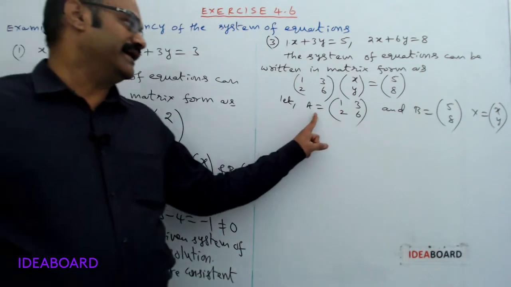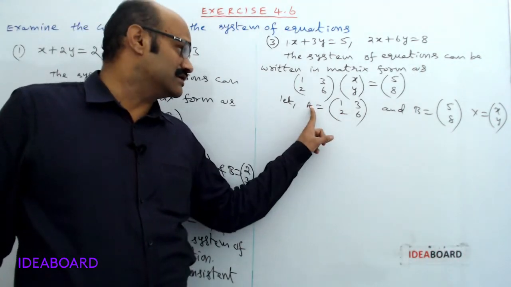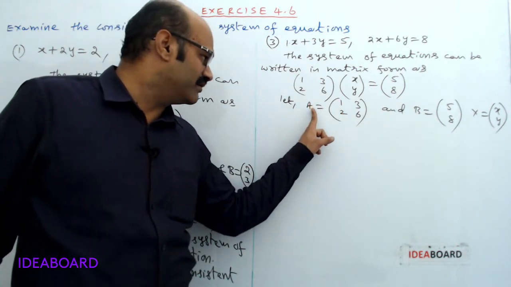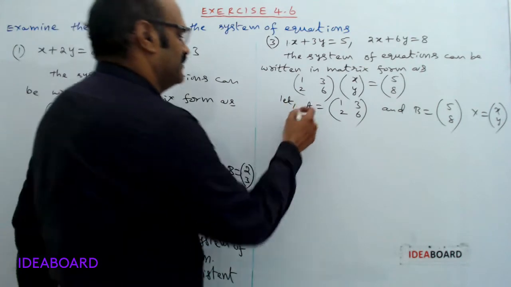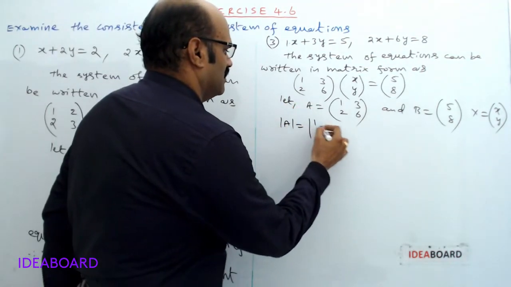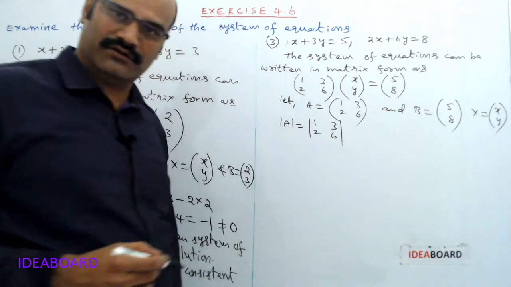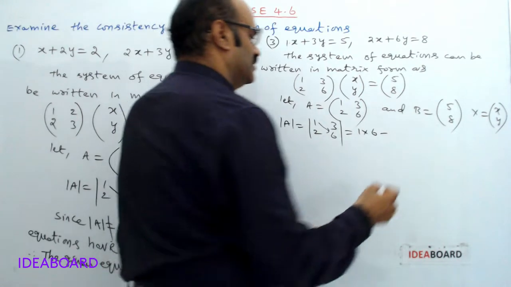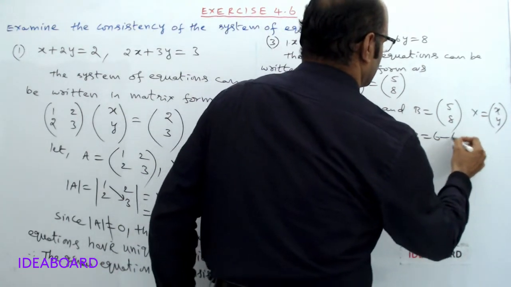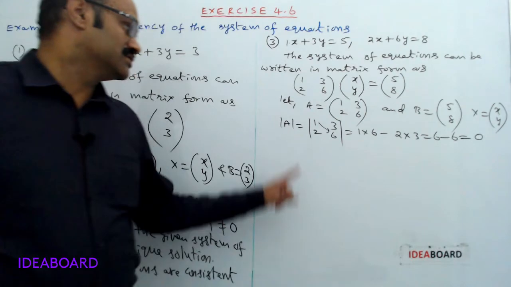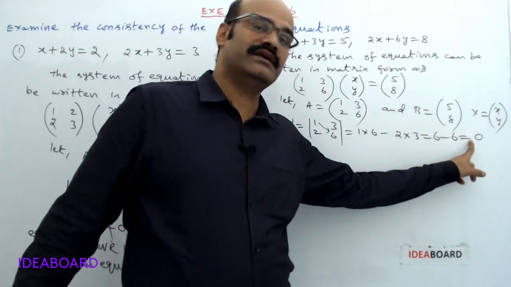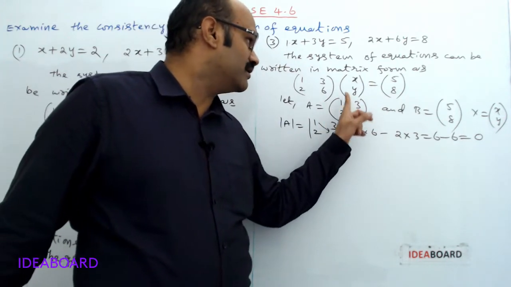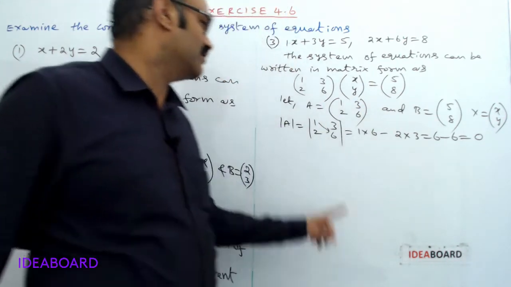Now we have to find det A. If A is a non-singular matrix, the given system of equations has a unique solution. So first find det A. Determinant of A equal to determinant of 1, 3, 2, 6 equal to 1 into 6 minus 2 into 3 equal to 6 minus 6 equal to 0. So det A equal to 0. Here A is a singular matrix. So now we have to find adjoint of A into B. First we have to find adjoint of A.